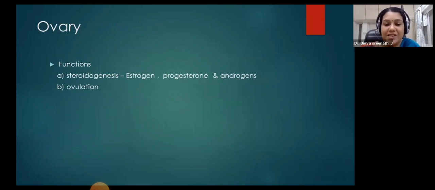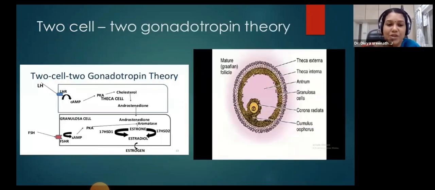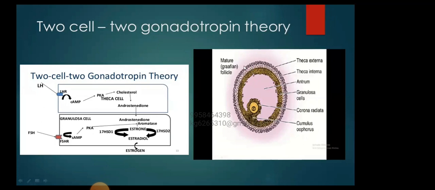So the main function of the ovary is ovulation as well as steroidogenesis, the production of estrogen and progesterone hormones. It is mainly produced by the two-cell, two-gonadotrophin theory. Two cells means, as we had discussed, the granulosa cells and the theca cells. These granulosa cells and theca cells play a role in hormone production.